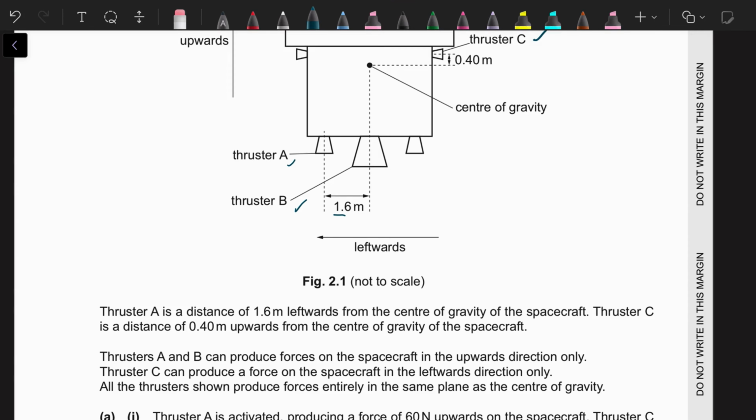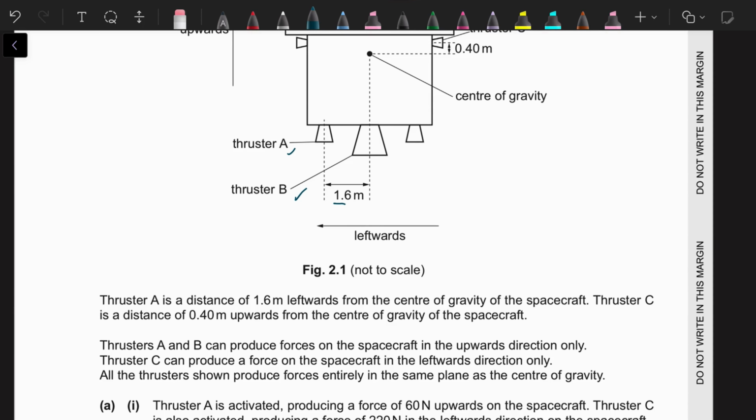Thruster A and B can produce forces on the spacecraft in the upwards direction only. Thruster C can produce a force on the spacecraft in the leftwards direction only. Okay, we need to highlight this. A and B produce force in the upwards direction, thruster C only can produce in the leftward direction. All the thrusters shown produce forces entirely in the same plane at the center of gravity. Just now we saw that thruster A is a distance of 1.6 meter from the center of gravity, and C is 0.4 meter upwards from the center of gravity as well.